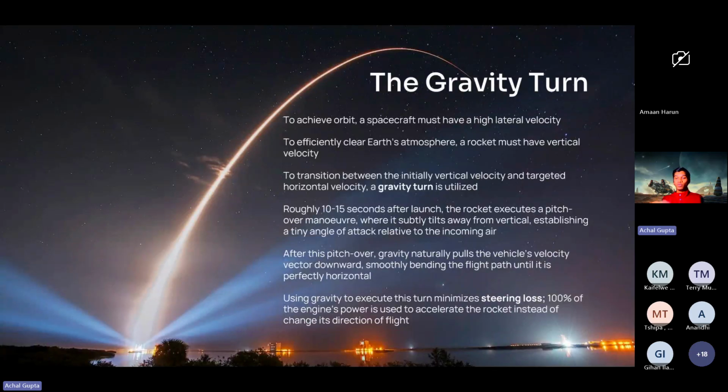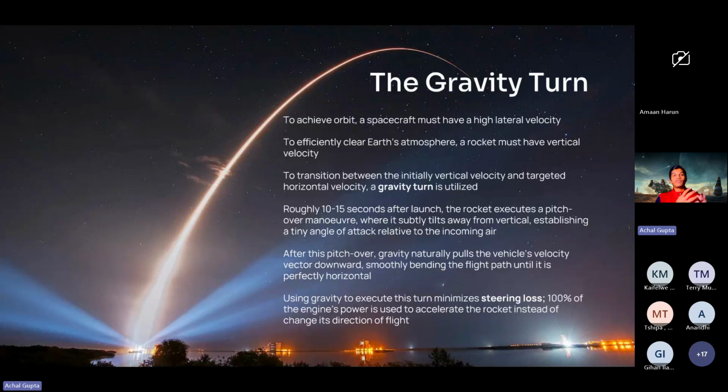Now, to get to orbit around the Earth, we need to have a high lateral velocity. We need to be moving sideways really quickly. But to clear the Earth's atmosphere, we need to be moving vertical really quickly, which is why our rocket's vertical on the launch pad. So between this vertical and horizontal position, there has to be a point where we turn the rocket and accelerate sideways and stop accelerating upwards. To do this very efficiently, we utilize what's called a gravity turn.